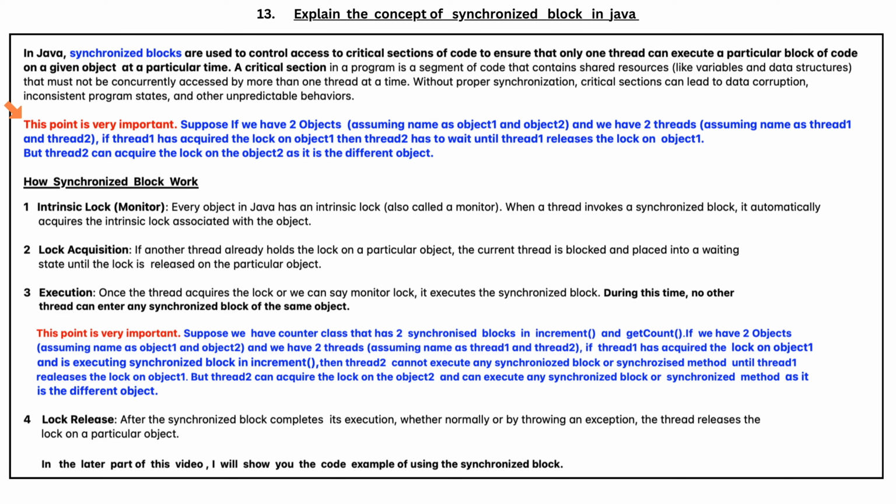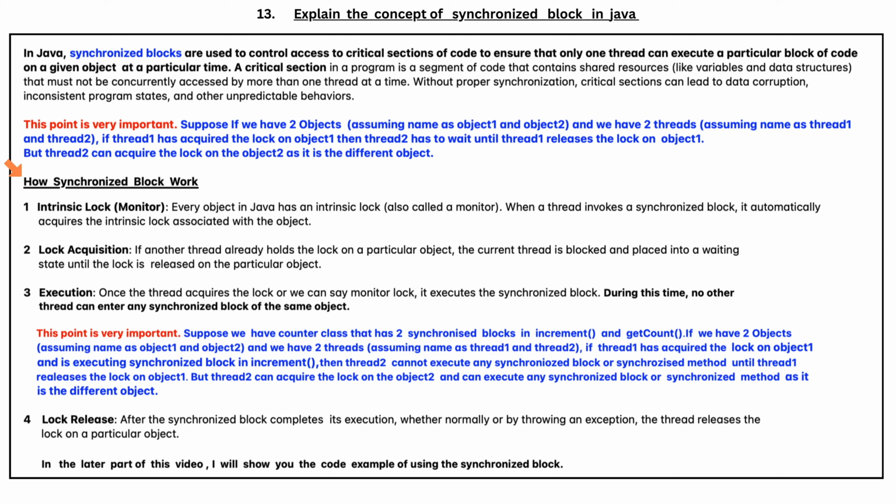This point is very important. Suppose we have two objects, named object 1 and object 2, and two threads, named thread 1 and thread 2. If thread 1 has acquired the lock on object 1, then thread 2 has to wait until thread 1 releases the lock on object 1. But thread 2 can acquire the lock on object 2 as it is a different object.